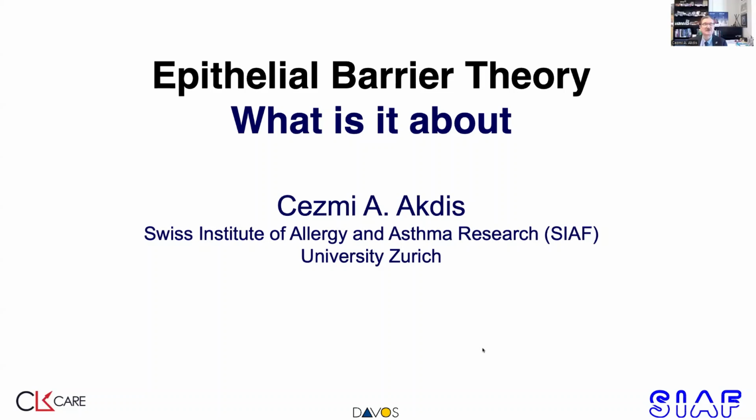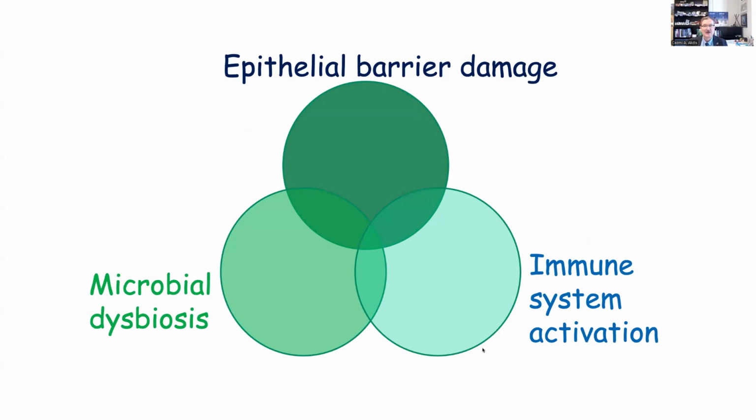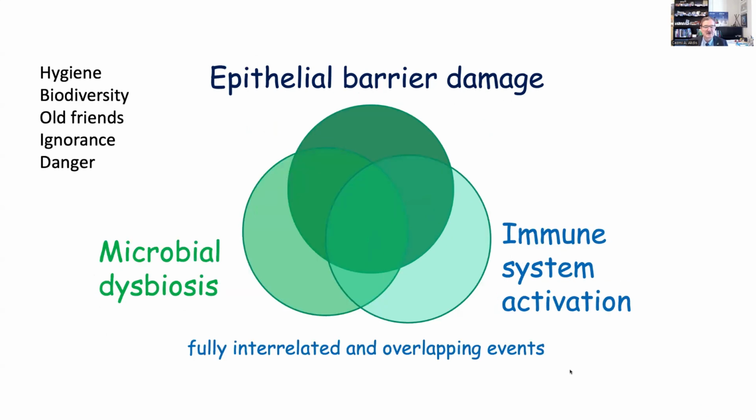Here I would like to describe to you what epithelial barrier theory is about. We have three major events taking place that interact with each other: epithelial barrier damage, microbial dysbiosis, and immune system activation. So the barrier theory includes all these three events taking place together in very interrelated and overlapping ways.